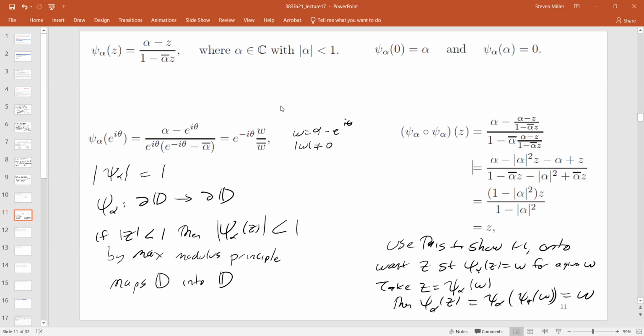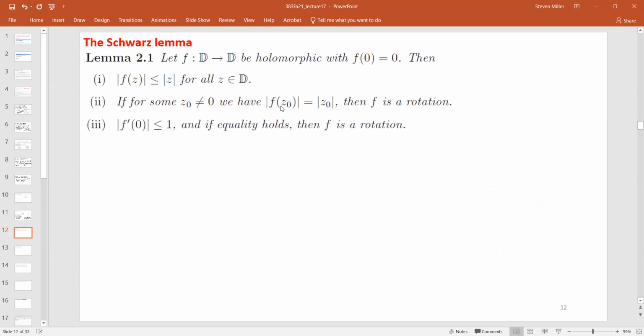Okay. So now I want to quickly state the Schwarz lemma. This is going to do the heavy lifting in trying to prove the results about the automorphisms of the unit disk. So the Schwarz lemma says the following. Imagine you have a holomorphic map from the unit disk to the unit disk. And without loss of generality, let's normalize so that f of 0 is 0. This is not a big deal.